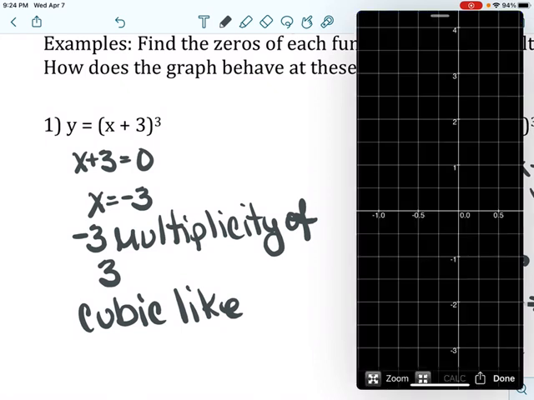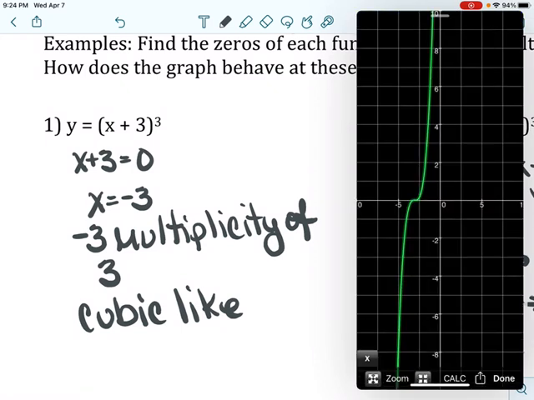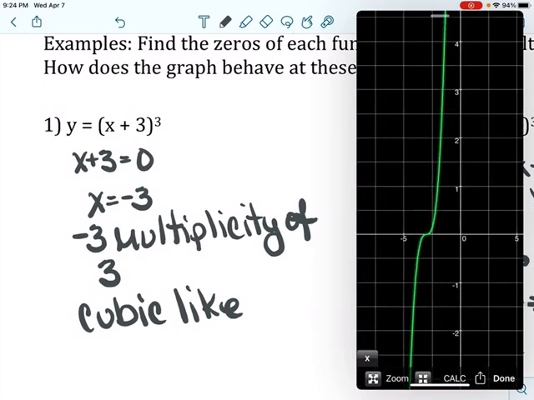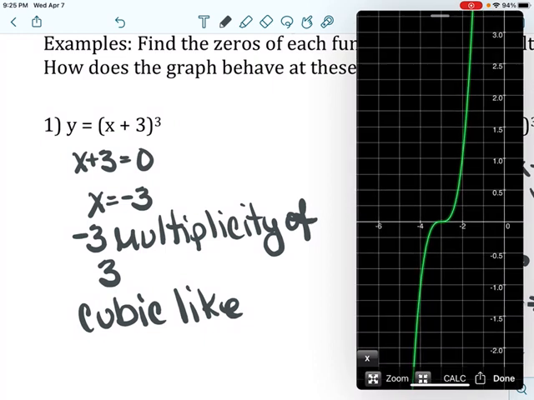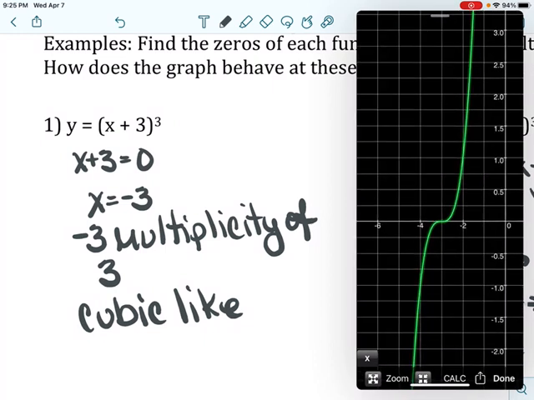Okay, so I'm going to press Zoom Standard. Always press Zoom Standard, put it back to the standard form. Okay, so you see, it goes up, has a little dent, and keeps going up. You can think of it as a sideways S. I'm not really sure how to describe that shape, but that's where it goes through.